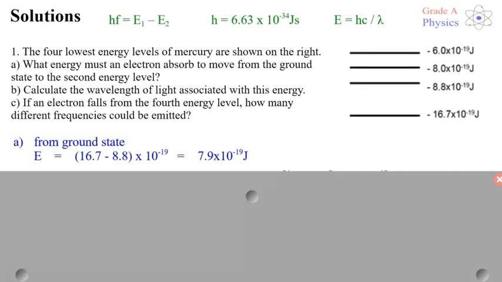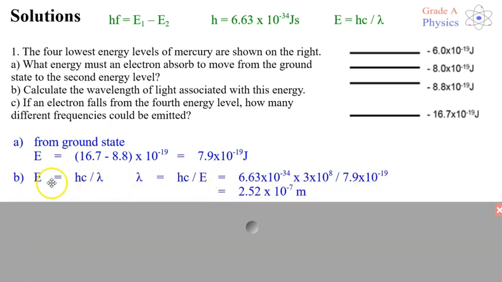Okay, question 1. So this is a fairly typical exam question, relatively straightforward. Part A says, what energy must an electron absorb to move from the ground state to the second energy level? So it's told us specifically what the two energy levels are, and this is in joules rather than eV, so it's just the difference between these two. As mentioned before, if you'd rather ignore the negative sign to make life easier, that's absolutely fine. It's just the difference between the two, but make sure you include the 10 to the minus 19. That's very important.